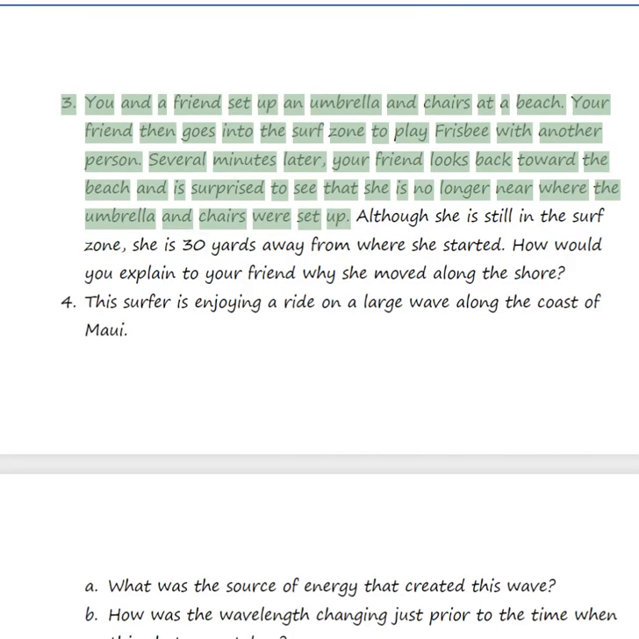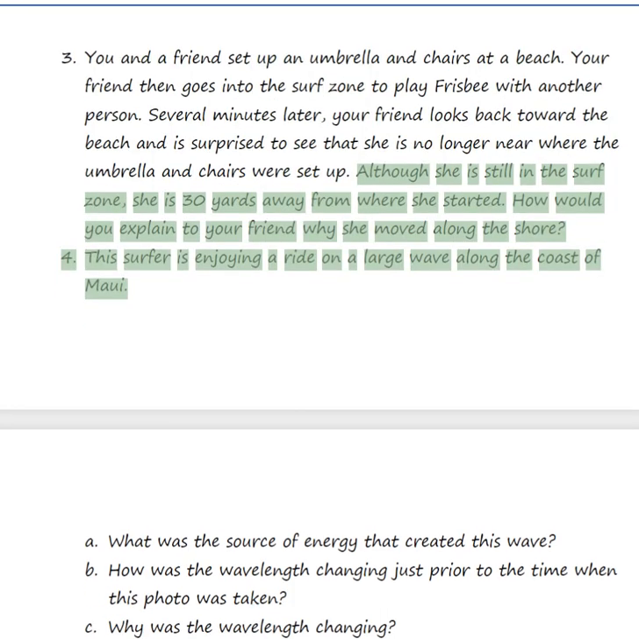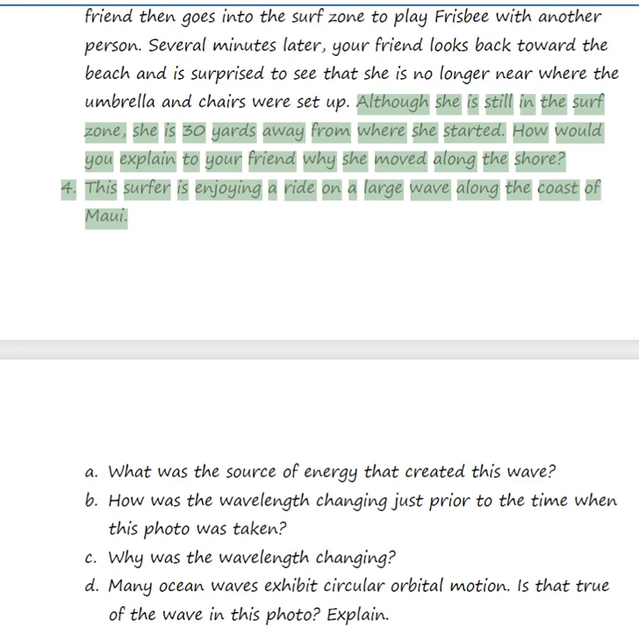3. You and a friend set up an umbrella and chairs at a beach. Your friend then goes into the surf zone to play frisbee with another person. Several minutes later, your friend looks back toward the beach and is surprised to see that she is no longer near where the umbrella and chairs were set up. Although she is still in the surf zone, she is 30 yards away from where she started. How would you explain to your friend why she moved along the shore?